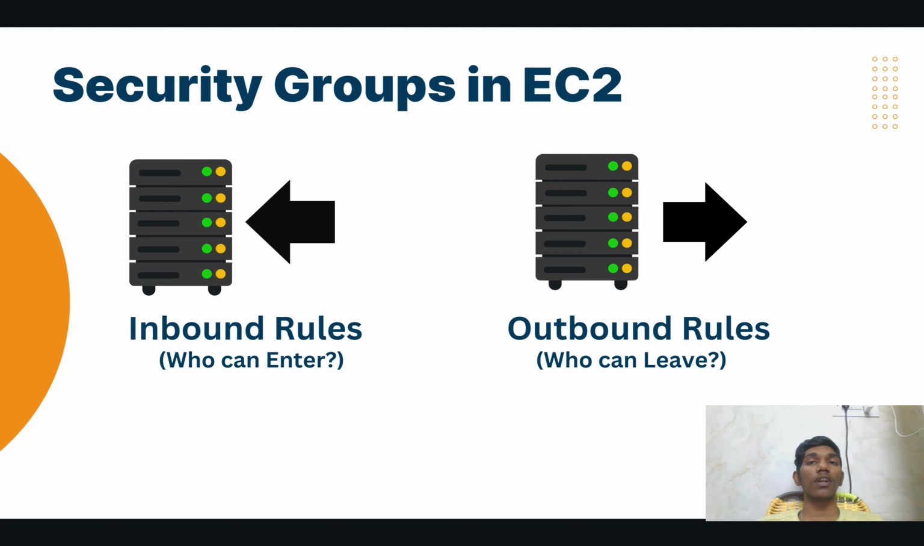For example, we use SSH protocol to access the EC2, right? We will open the port number 22 in inbound rules to access it. And for front-end application, we allow port number 80 for HTTP and 443 for HTTPS. And for outbound rules, by default, it is open for everything, but it is recommended to restrict the security rules based on our requirement.